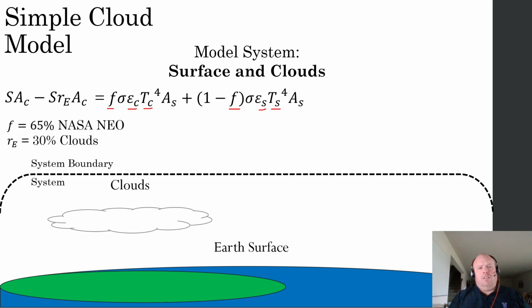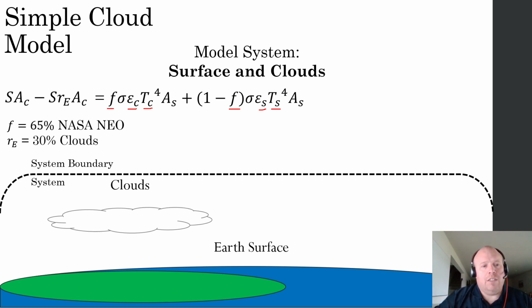Now, the cloud fraction is a known quantity. From NASA Near Earth Observations, you can get cloud fraction data for every month going back years. And when you plot that, it's about 65 to 70%. So I just assume 65 here.